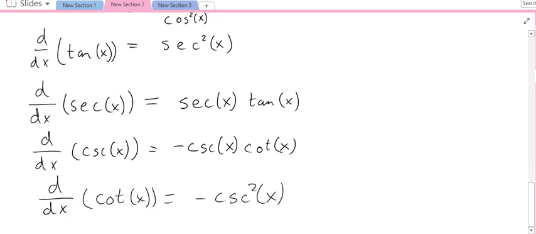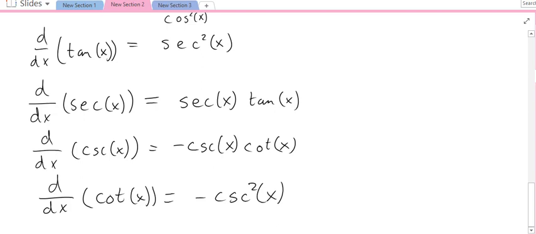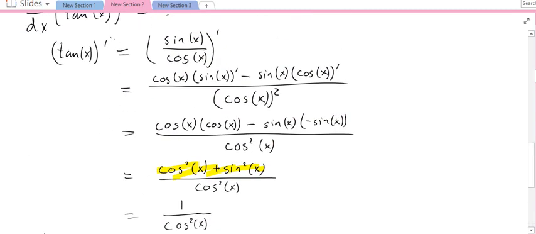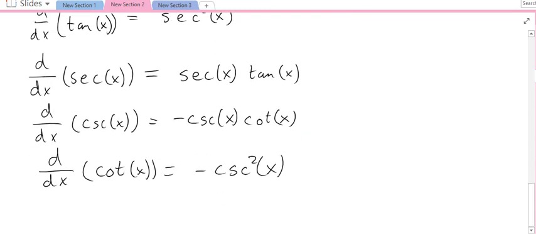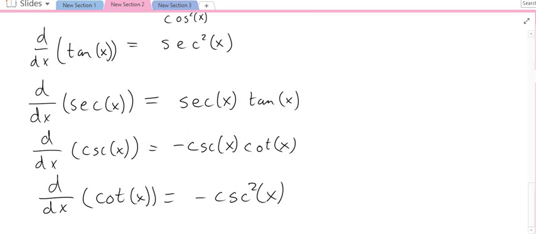For the most part, as long as you remember the sine and cosine derivatives and you are comfortable using the quotient rule, you can derive all of these derivatives in the same way that we just derived them up here. But it may be worth your time to memorize them. In particular, I would say the tangent and secant ones will come up more often, so those might be worth memorizing, if not all of them.